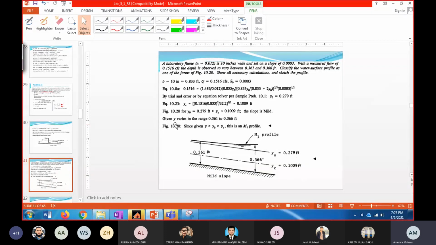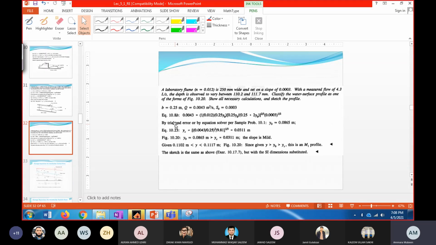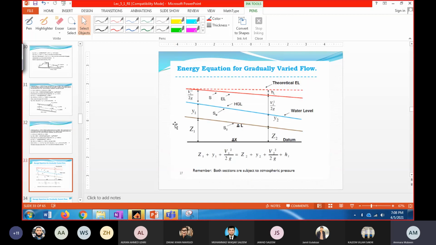So these are the kind of questions you can expect in the examination. Again, similar kind of question. I expect that you'll do it yourself. You need to do the practice of calculating the uniform flow depth correctly and the critical flow depth correctly, so that your answer of classification is correct. Okay.